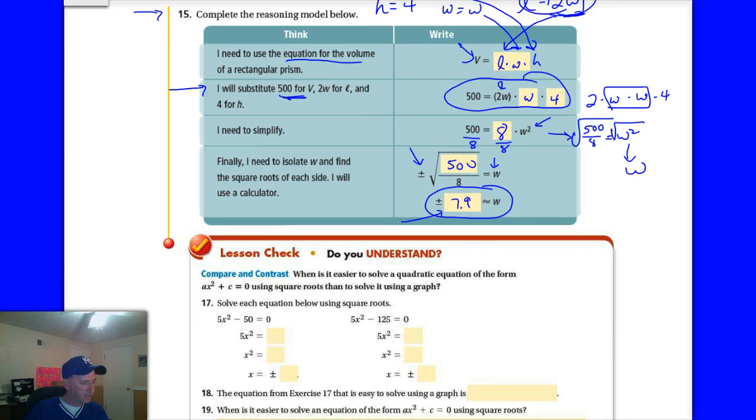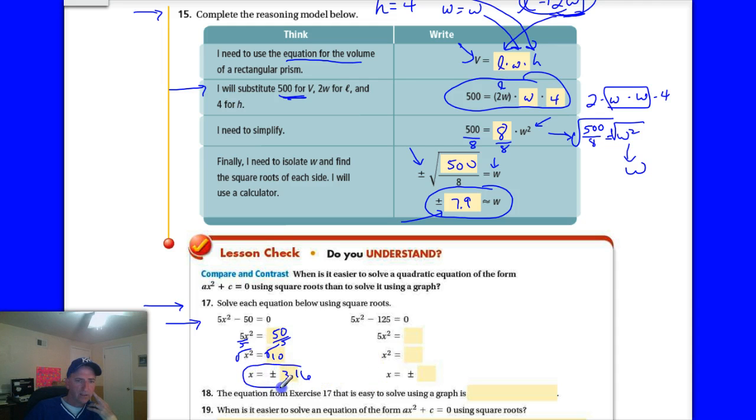Real quick, I want to finish this up here, even though I'm a little over my time. Number 17, real quick. If we're going to solve this, you copy the problem down and you solve it. So 5x squared minus 50, you would add 50 to both sides. You would divide that by 5. If 50 divided by 5 is 10, then you square root both sides. You get x is equal to plus or minus 3.16. I think I had to round it off there when I did that.